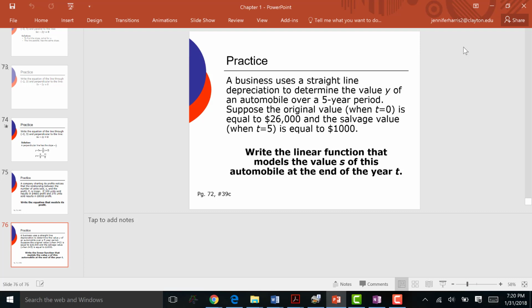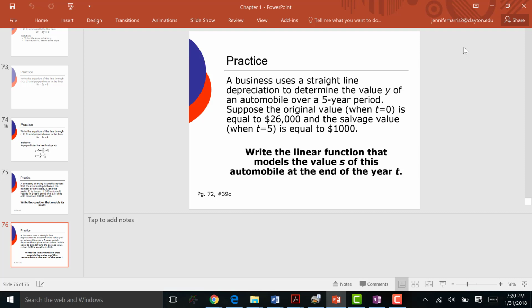Let's read the problem. A business uses straight line depreciation. Depreciate means it loses value. Straight line means it loses the exact same amount of value every year. Okay? Straight line depreciation means you're losing the exact same amount of value every single year.